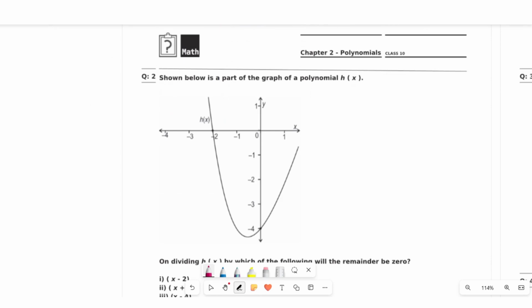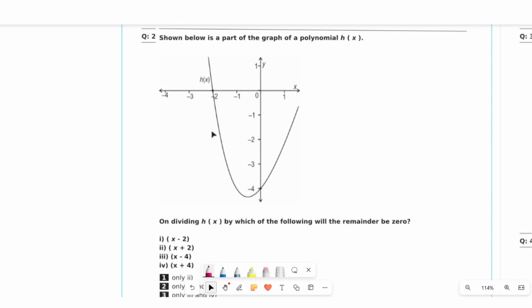Moving on to question number 2. Shown below is a part of the graph of a polynomial h(x). As you can see, this graph meets the x-axis at only a single point, minus 2. Now they are asking on dividing h(x) by which of the following will the remainder be 0. Now remainder is 0, that means my y coordinate should be 0. Now y is 0 when the graph intersects the x-axis. So it intersects the x-axis when x is equal to minus 2.